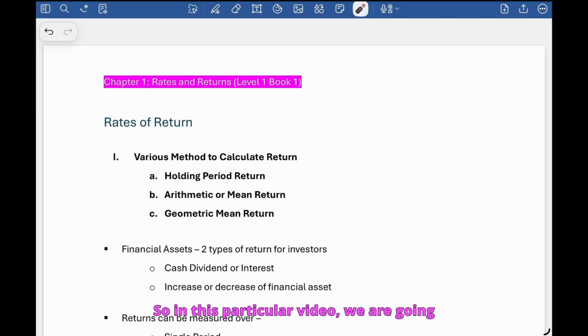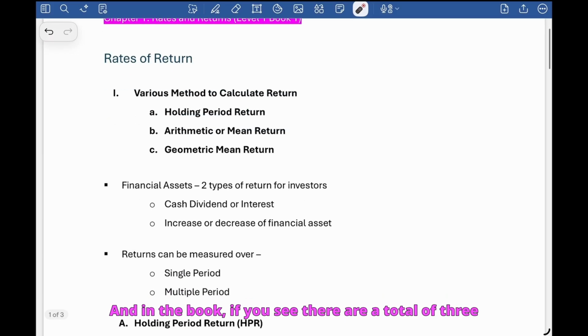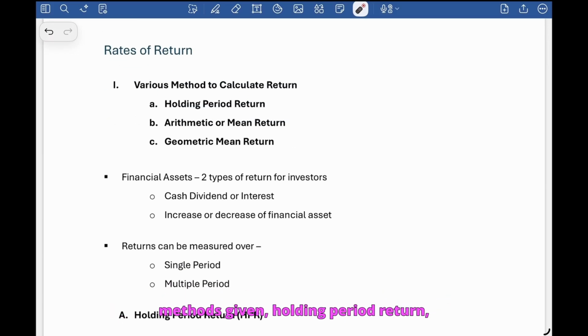So in this video, we are going to look into how we calculate the interest rate. In the book, there are a total of 3 methods given: holding period return, then arithmetic or mean return, and the last one is geometric mean return. They are different, and which one to use depends on the situation and the context. By the time we finish this video, it will be pretty clear where to use which method, and in the exam it would mention which method you are being asked to use to calculate the return, so that would make it easier.